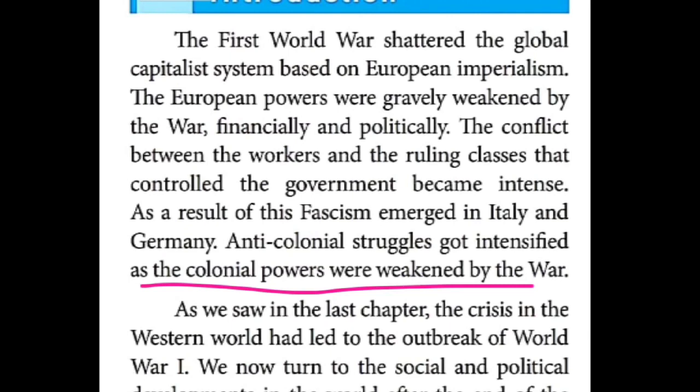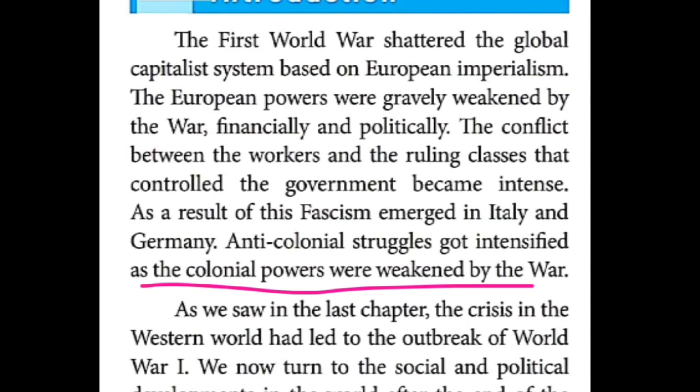Yes, because of the First World War, Britain, France, Russia, Germany, as well as the United States of America, so many countries were weakened. Politically as well as financially they were very weak. Okay, so here, what is given in the sense, the First World War causes, everything we learned, is it? So these are the causes for the outbreak of the World War.